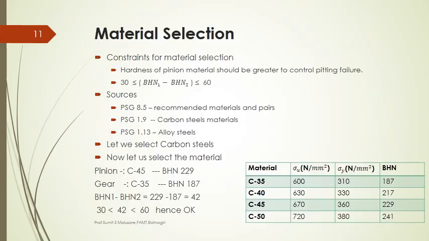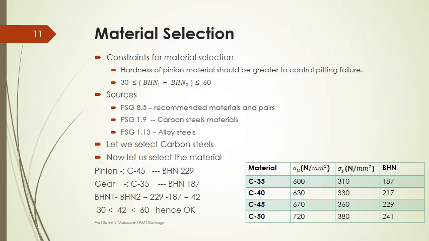So first of all we will select the material. The constraint for the material selection is that the hardness of the pinion material should be greater than the gear wheel in order to control the pitting failure. But how much harder should it be than the gear wheel? Just see the relation: 30 should be less than or equal to BHN1 minus BHN2, which should be less than or equal to 60. It means that the BHN difference between the pinion and the gear wheel should be between 30 to 60.